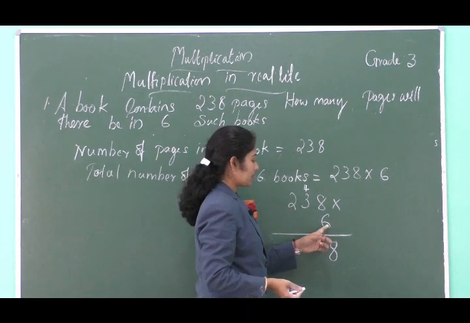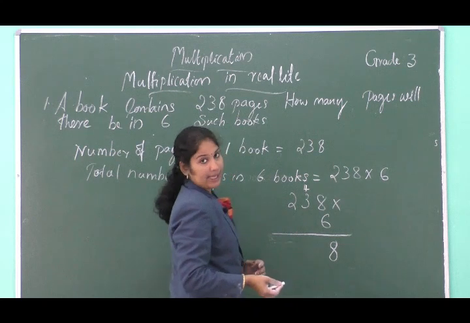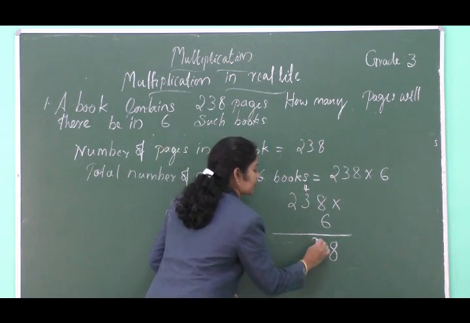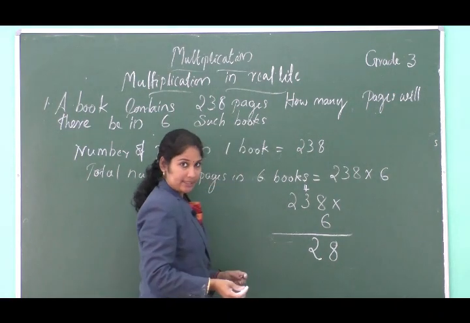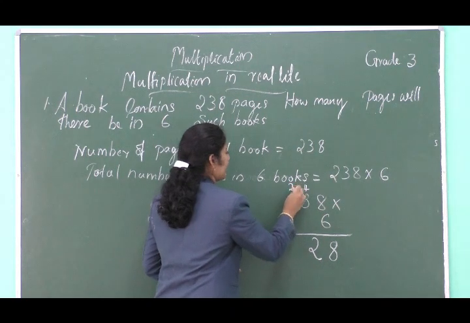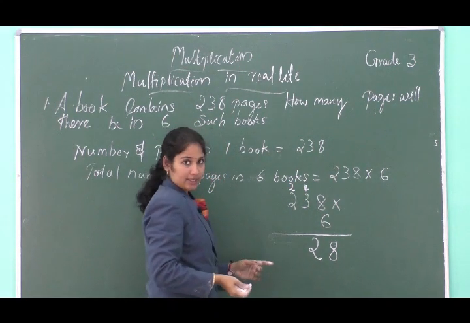So we have to multiply 6 into 3. What is 6 into 3? Yes, 18. 18 plus 4 is 22. 2 we will write in the tens place, and 2 will carry over to the hundreds place. So now we have 2 at the hundreds place.